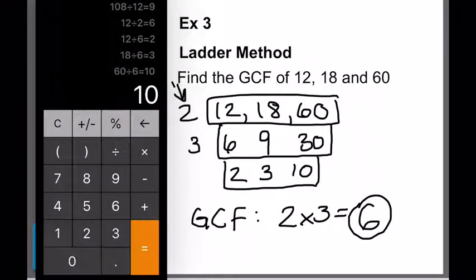Pause the video and copy this example into your notes. Then we are going to try some problems together on our desk. Pause the video now.